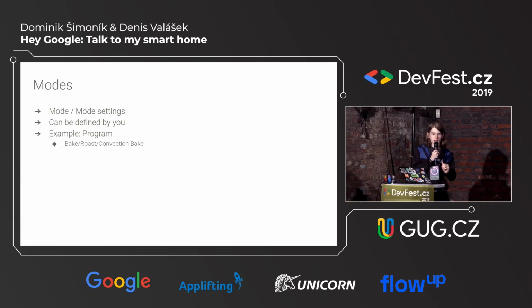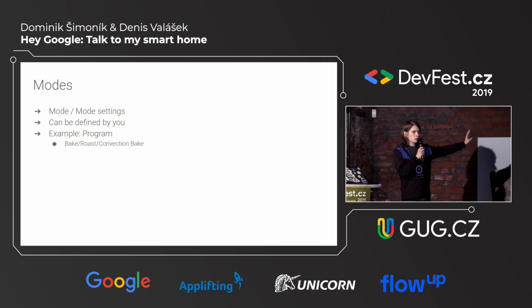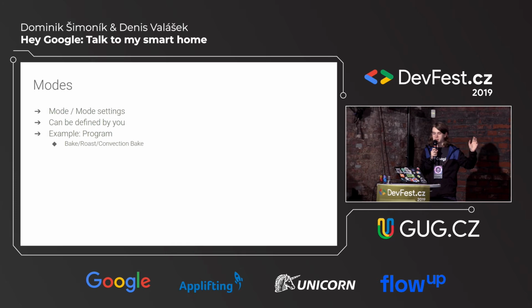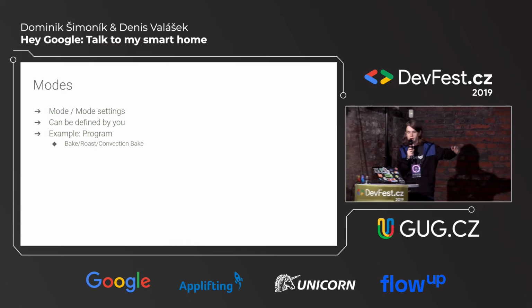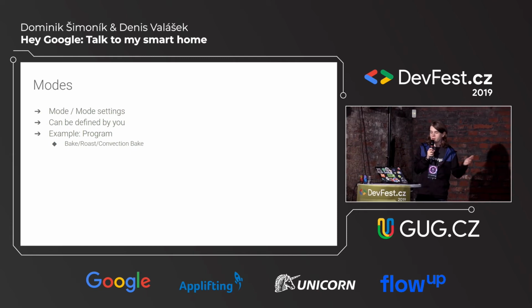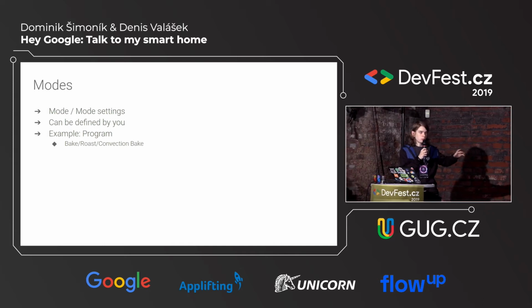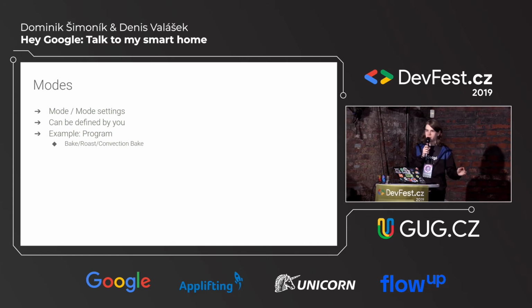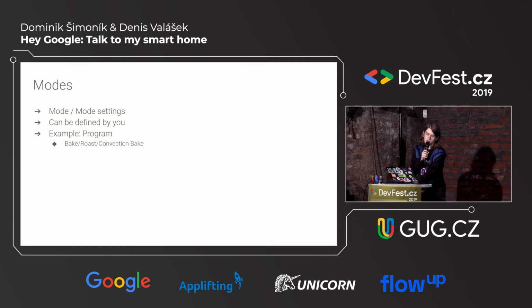But what can be defined by you are modes. A mode has some name and then some types that can be set. So for example, here's program, and set the oven to baking program. Or anything you can make up, because it's a new thing from 2 weeks ago, they can be defined by you, not just by Google. Previously, there was just a huge list of them defined by Google. Now they can enable you to do it on your own. And back to Dominik.